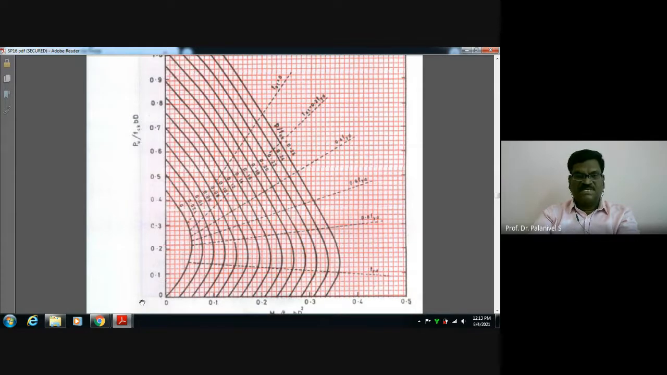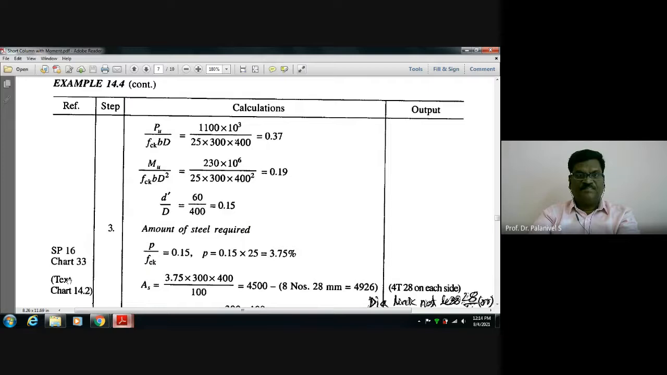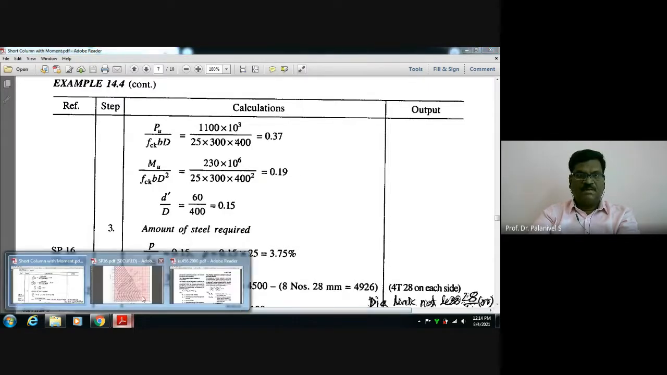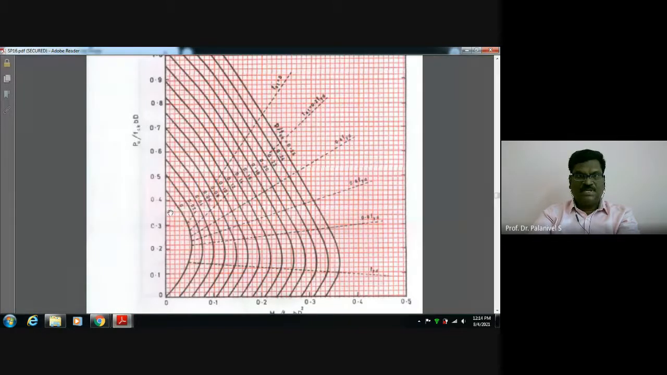What is the other value? The other value, Mu by fck bd square, is 0.19. I told you, here you have to refer. Remember, here this is 0.1 and this is 0.2. 0.19 means this one. So go above that, go further. So here I have to refer, 0.19. What is that? 0.2, 0.19. I think I am right.